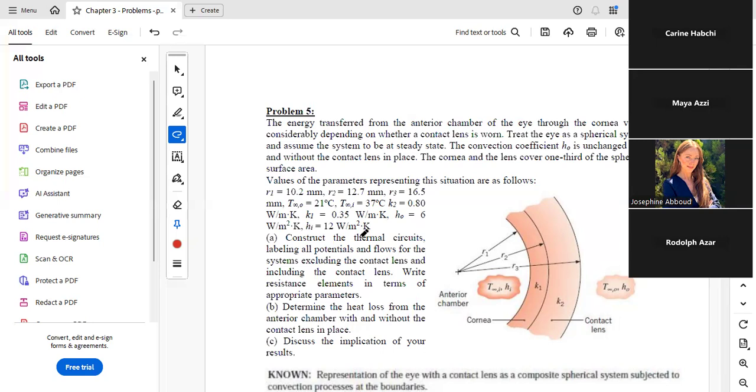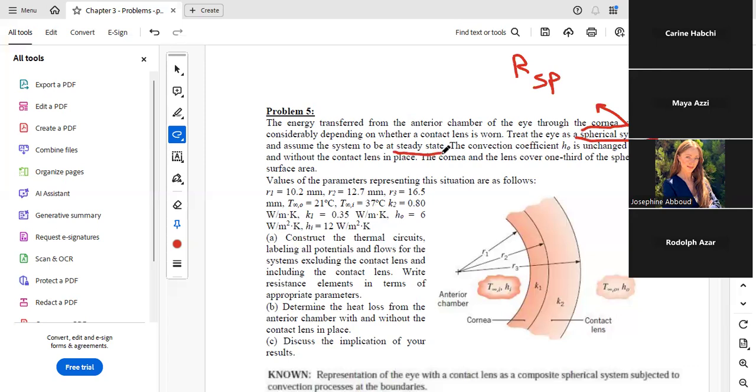So in this problem, we have that the energy transfer from the chamber of the eye through the cornea varies considerably depending on whether we have contact lenses or not. We want to treat the eye as a spherical system and assume the system to be at steady state. So here, this is a problem in spherical coordinates. And as I told you, in the exam I will give you an appendix. So whenever you have spherical coordinates, you can go to the appendix to see what is the resistance in case of a spherical coordinate, okay? And assume the system to be steady state.